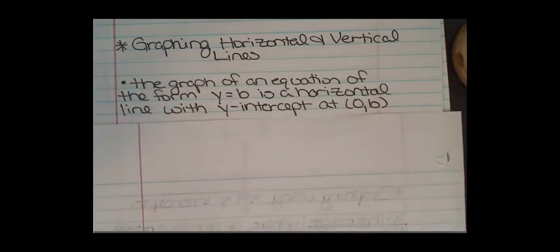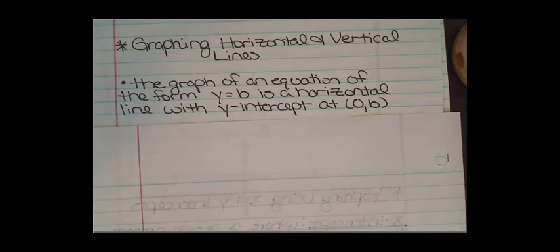And I do want you to star or highlight or circle this part of your notes, because I can tell you, guaranteed, there will be a horizontal and/or a vertical line graph on your final exam. So you really need to make sure that you know how to do this. Okay, the graph of an equation of the form y equals b is a horizontal line with the y-intercept at (0, b). I will work out a few of these examples so that you see what I'm talking about with this.